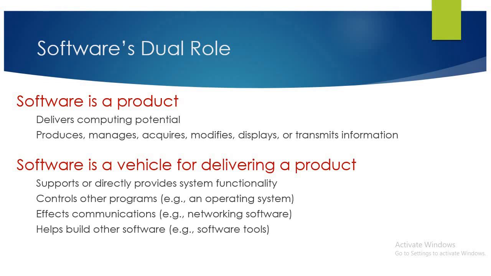The product means an application software which is developed and delivers the computational potential, manages and acquires, modifies, displays and transmits that particular information. And software as a vehicle means the system softwares, which directly provide system functionality, control other programs such as the operating system, or provide effective communication such as networking softwares, and help to build other softwares such as software tools.